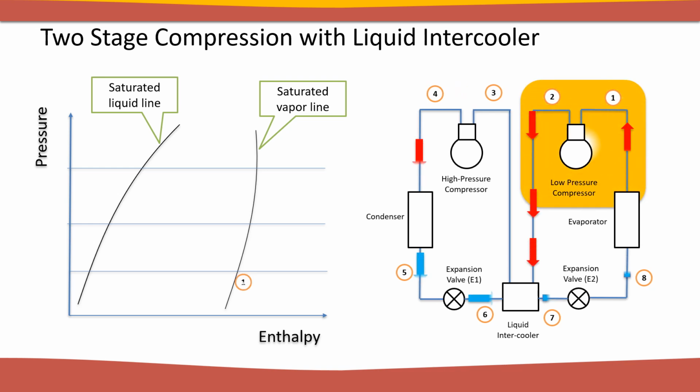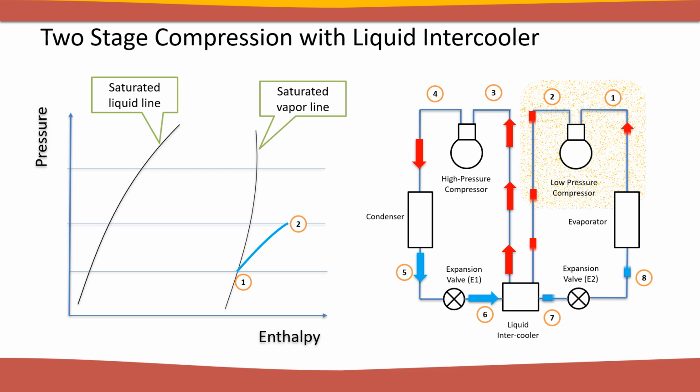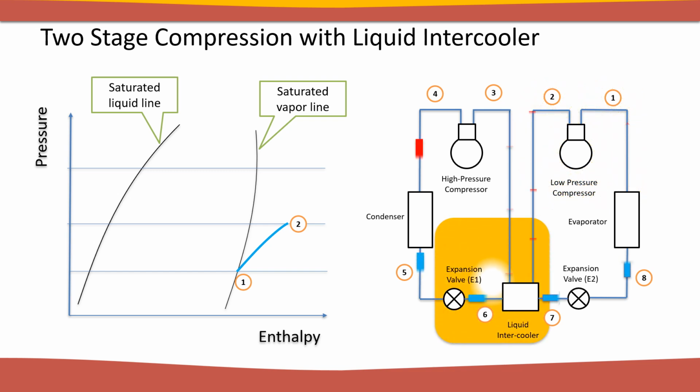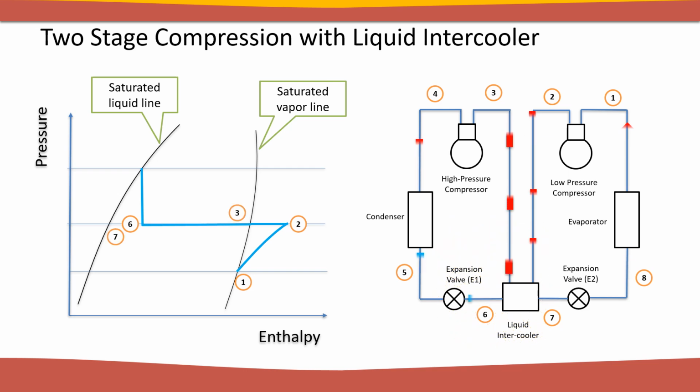First, the refrigerant is isentropically compressed from saturated vapor at point 1 to superheated condition at point 2 in the low-pressure compressor. Superheated vapor from the low-pressure compressor is cooled to saturated vapor by mixing with liquid refrigerant after it expands from the first expansion valve. During this process, some refrigerant is further expanded through the second expansion valve to evaporator pressure.